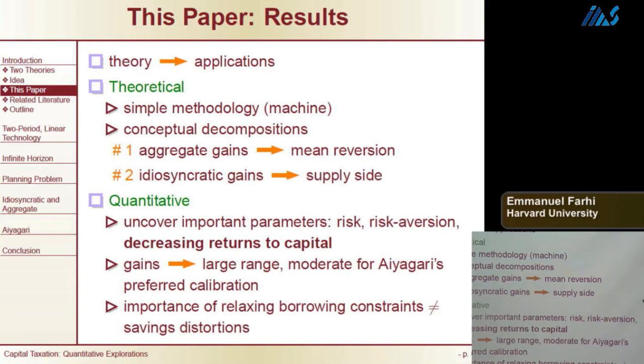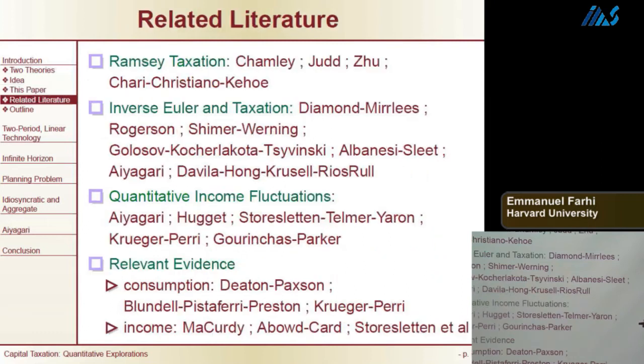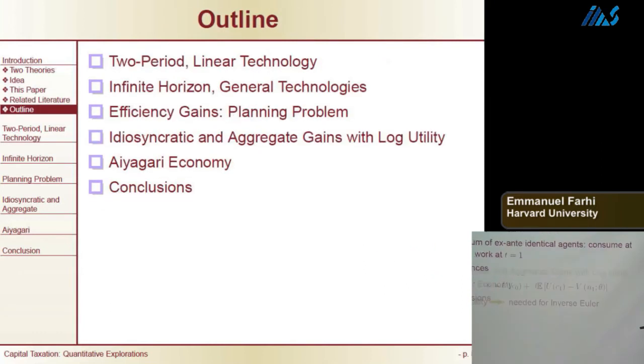So it seems to say that there are indeed efficiency gains from using optimal capital taxes, but they're not necessarily that large. But we'll see exactly what are the arguments behind this.